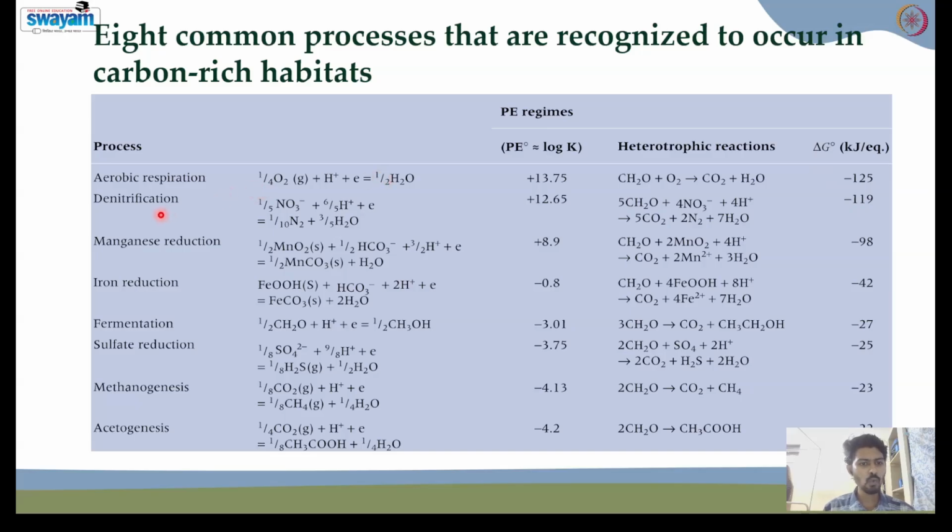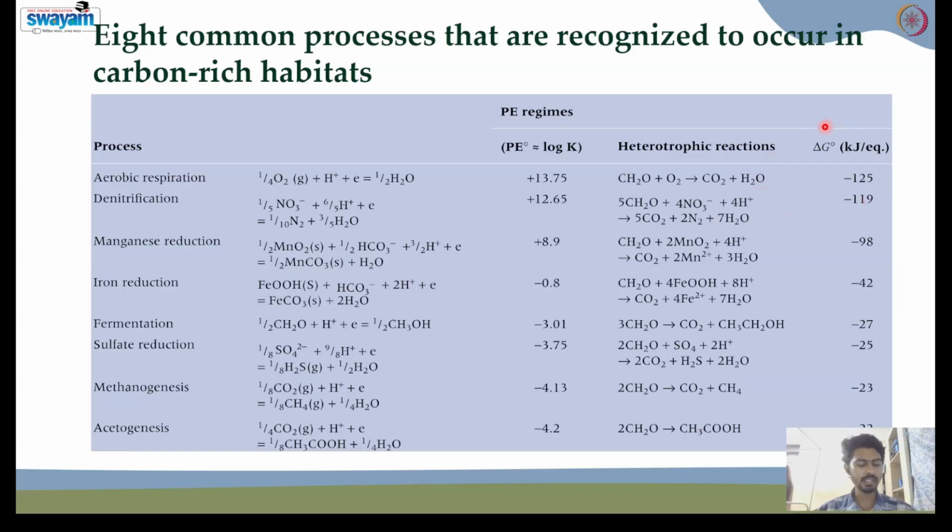And in denitrification, what happens? The nitrate is converted into nitrogen. And in manganese reduction, MnO2 is converted into MnCO3. That is, the manganese state is reduced from Mn3+ to Mn2+. Likewise there are 8 reactions, and the least favorable reactions are methanogenesis. What happens? The carbon dioxide is converted into methane, and the carbon dioxide is converted into acetate in the case of acetogenesis.